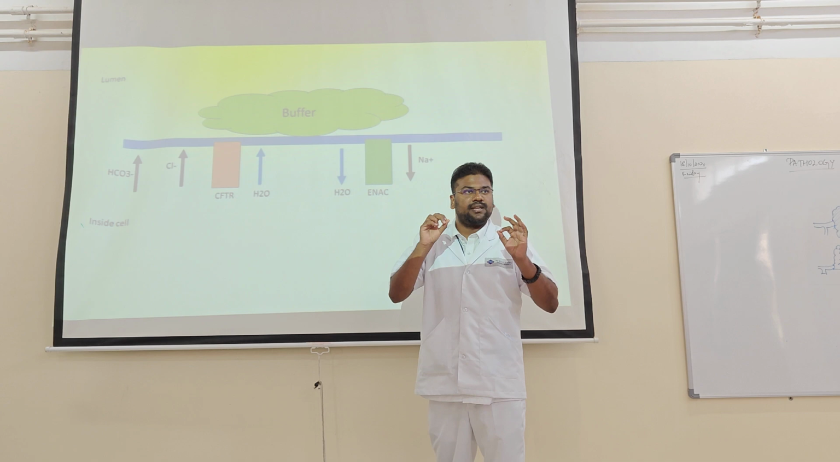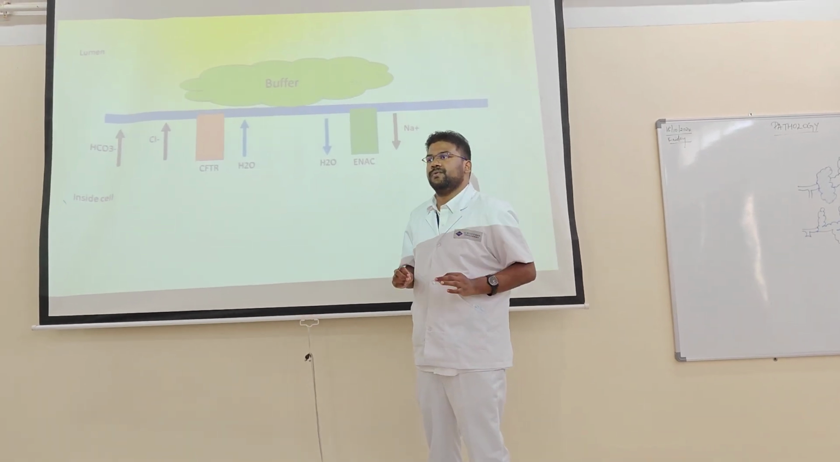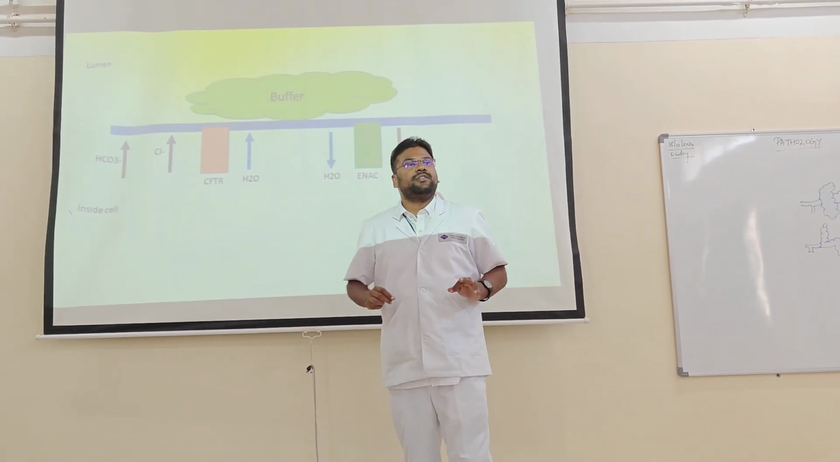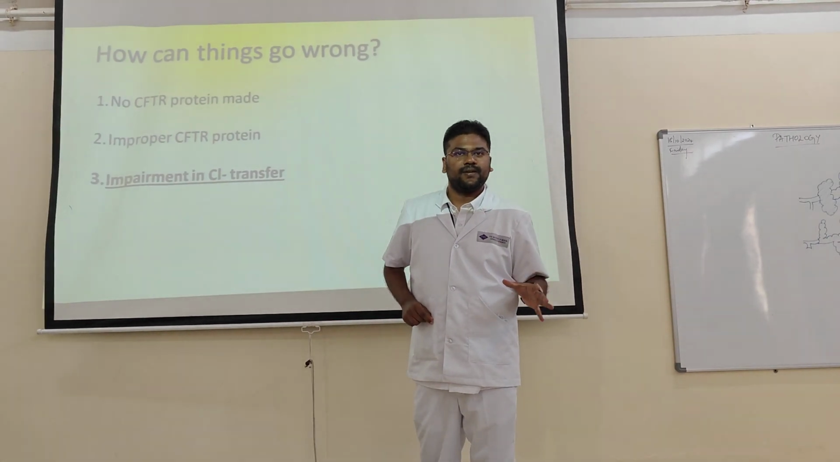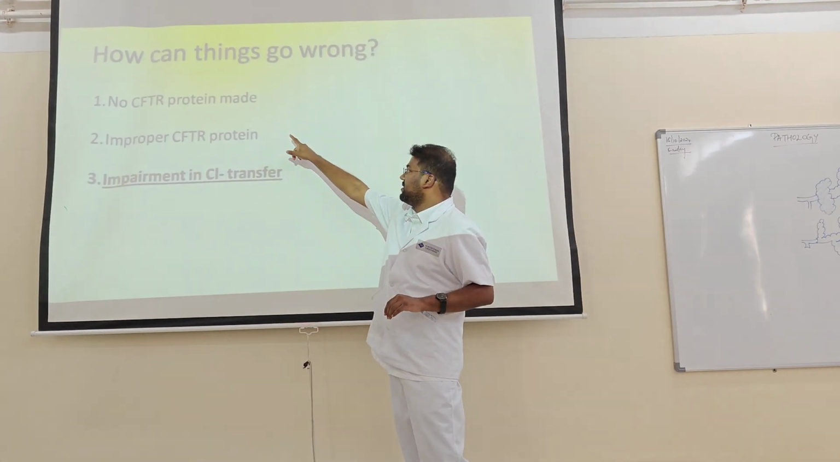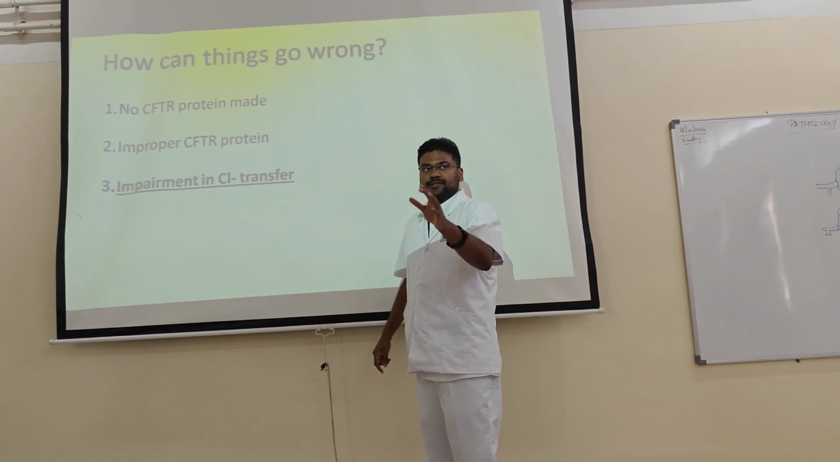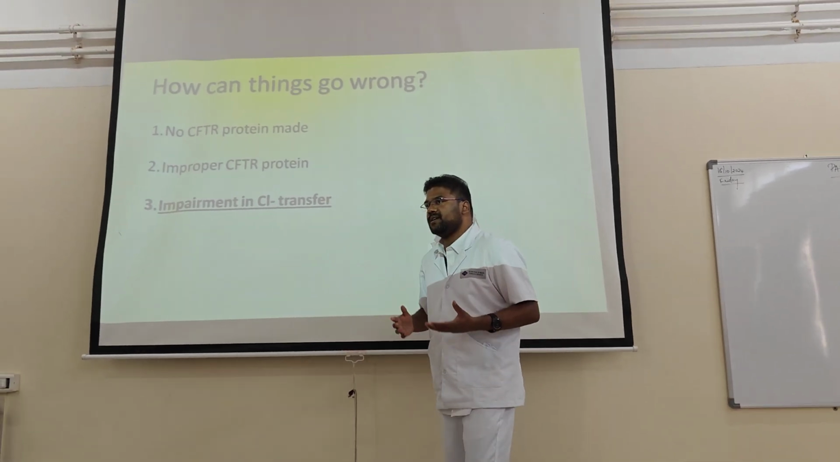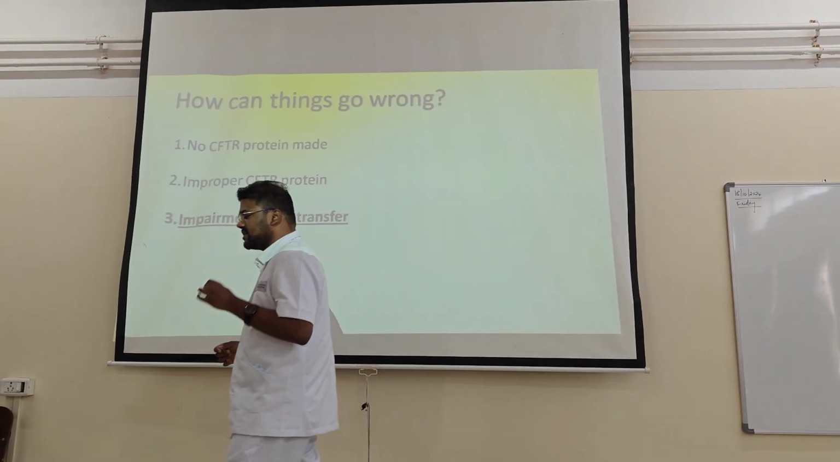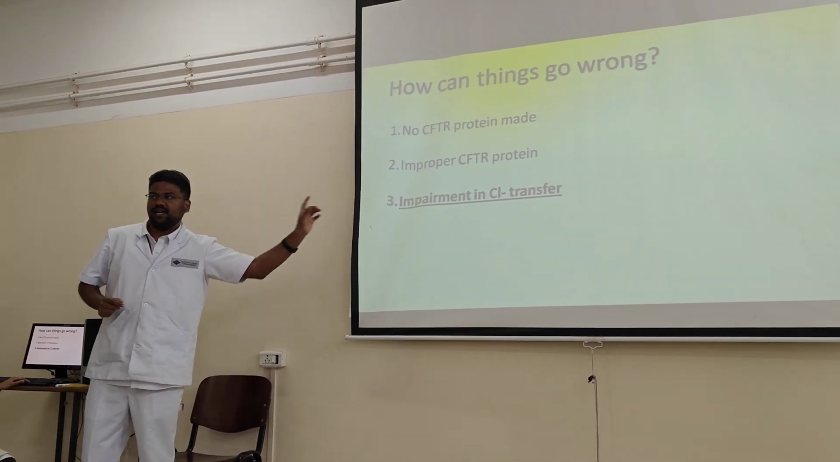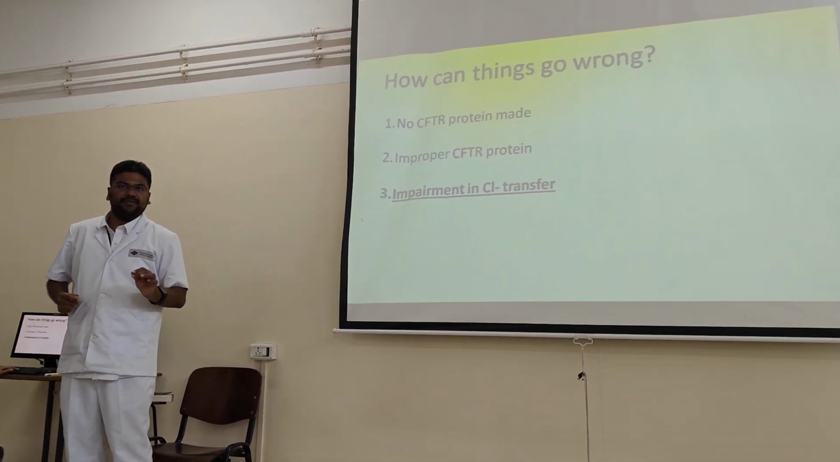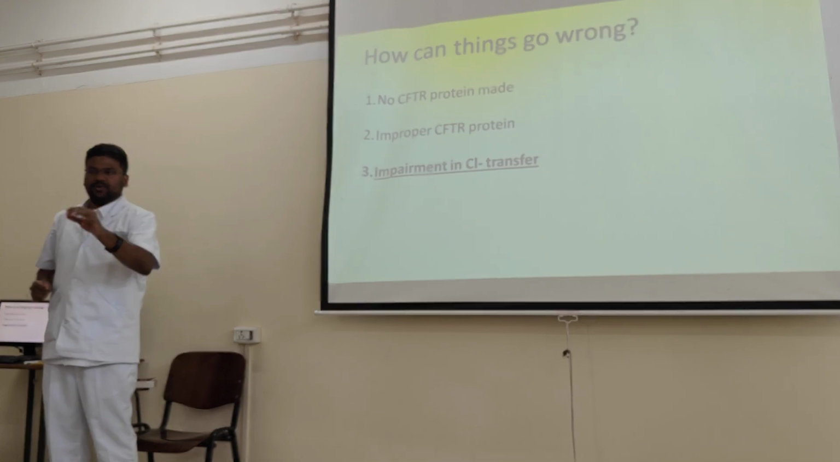And like this, it does the normal function that it is supposed to in the body. Which begs the question, how can things go wrong? Now, if the protein that I mentioned before is not made, or if it is made but is improper in nature, things can go wrong because of this one underlying mechanism here: impairment in chloride transfer. It's supposed to transfer chloride, it's not able to do that.